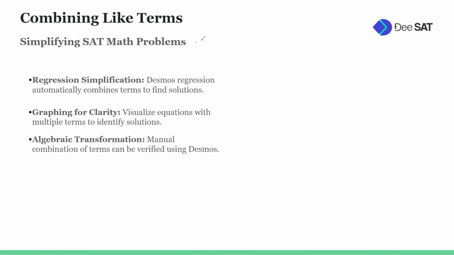Now let's discuss how Desmos helps in combining like terms to simplify SAT math problems. The very first is regression simplification. Desmos automatically simplifies equations by combining like terms when you use the regression operator. For example, if an equation is given to you, 3x plus 2x plus 5, a sign of regression, equivalent to 15, I need to solve it. Desmos will automatically understand that this is 5x plus 5, a sign of regression, 15, and solve for x instantaneously. This saves you from manually combining terms and reduces errors.